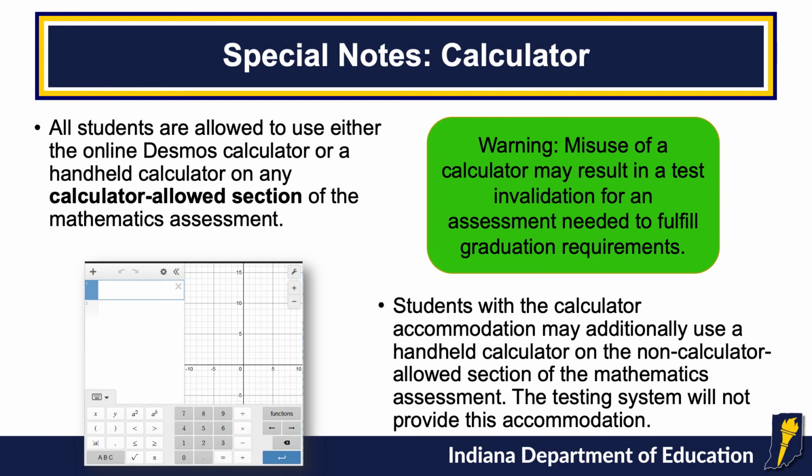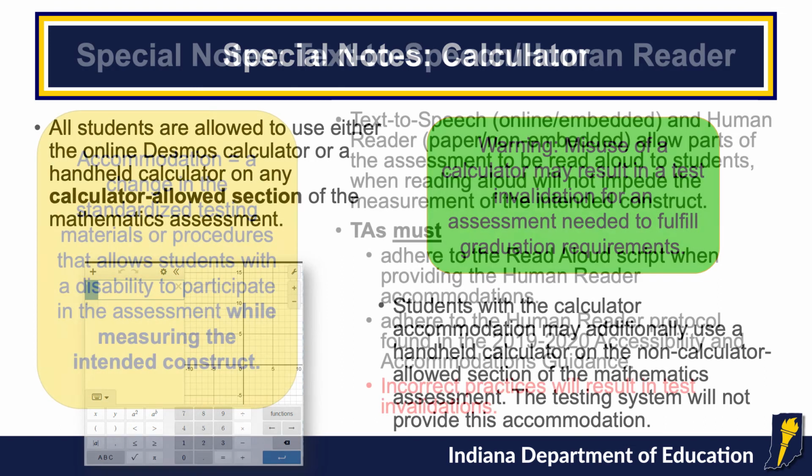Students with the calculator accommodation may additionally use a handheld calculator on the non-calculator allowed section of the mathematics assessment if it is indicated on their IEP, Section 504, or service plan. Please note that the testing system will not supply the calculator on the non-calculator allowed section of the assessment for any student, even a student with this accommodation. The calculator accommodation is not embedded and requires that students access their own handheld calculators.